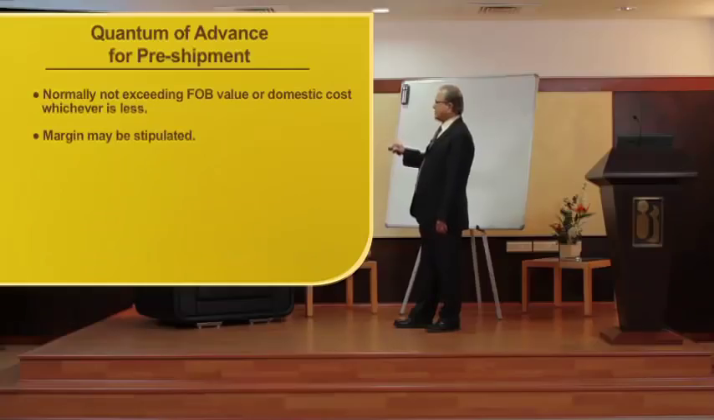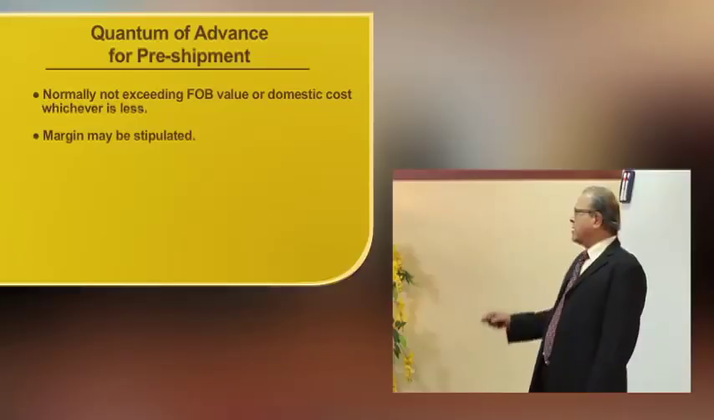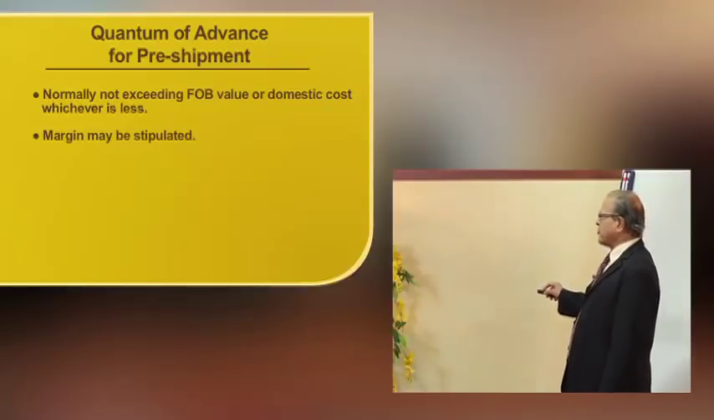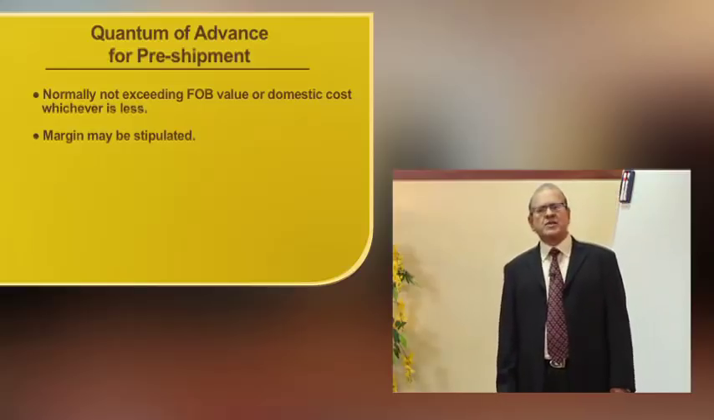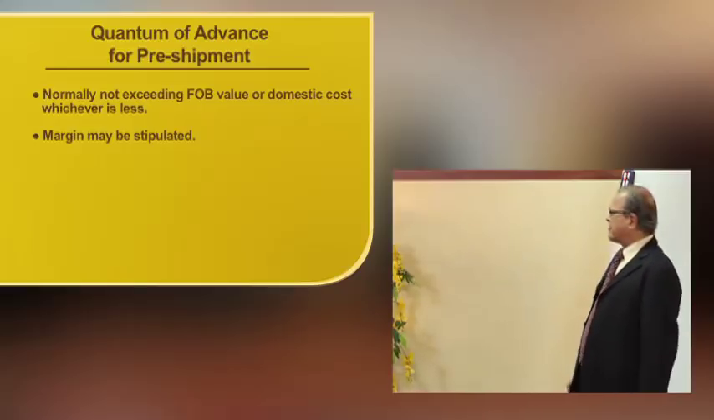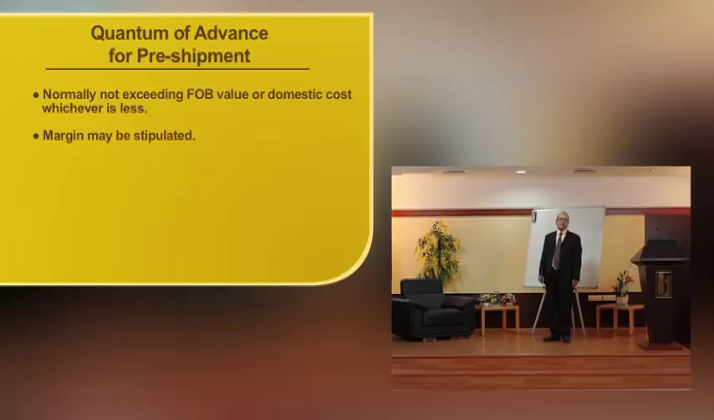Look at this. What is the quantum of advance that could be given to an exporter for pre-shipment? That is to enable the goods to be ready for shipment. It should be not exceeding FOB value. This is a technical point. FOB means free on board. This is a method of assessing the value of finance required for a pre-shipment exporter.